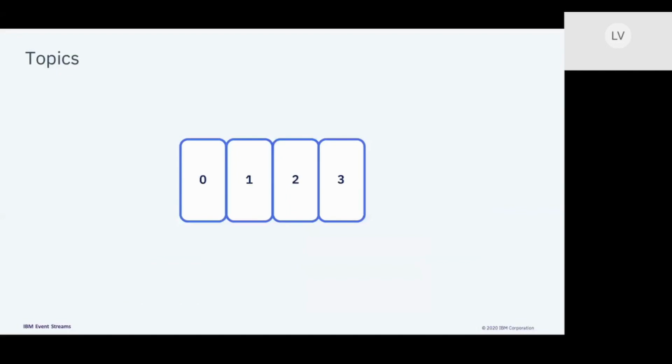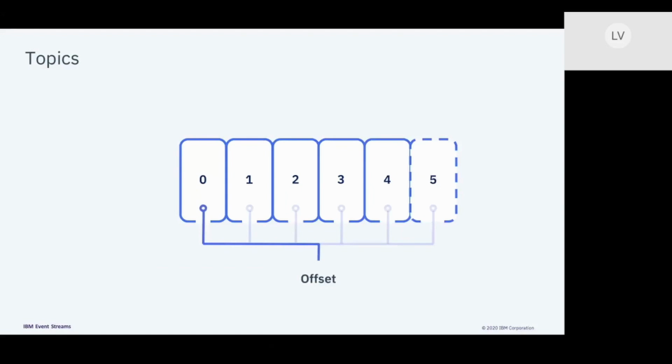How does it work? What is the topic? This is a list of messages you collect like this, and you add them in sequence, starting from 0 until 5, for instance. This is what we call an offset. The offset is just a way to know where is the data you want to get. It's related to the offset number associated to the topic, the name of the topic and the partition.